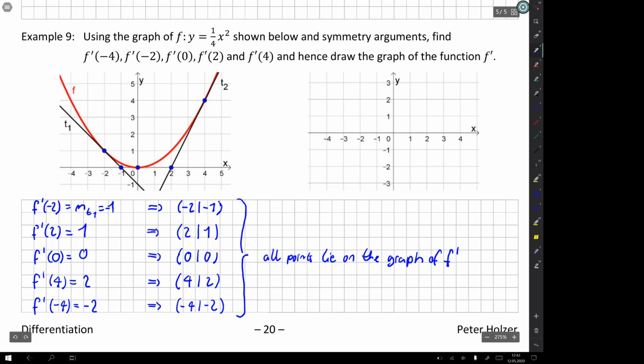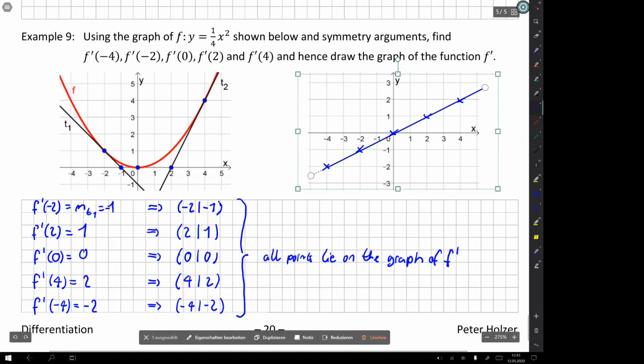So let's draw them. -4, -2, 4, 2, 0, 0, 2, 1, -2, -1. And we see all these points just lie on one line. So the graph of f dash is just a straight line.